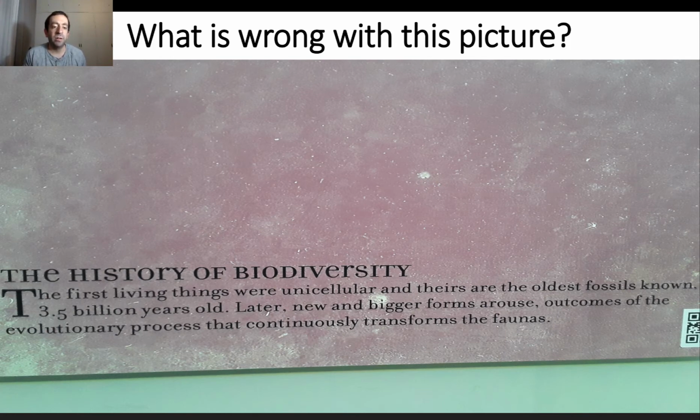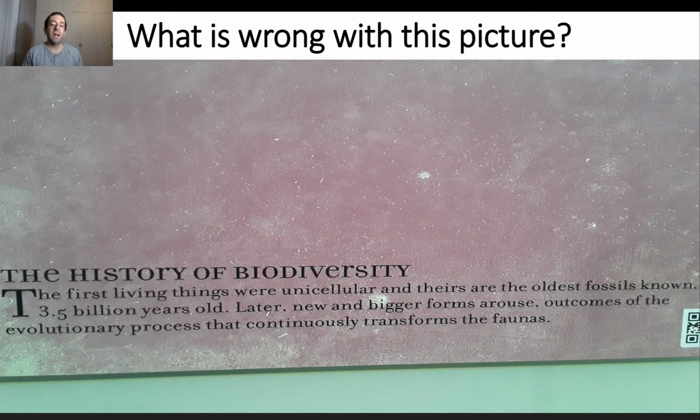But after that, let's read it as it is written here. There are a few errors here, but we're going to read it as it is originally seen in this picture. The first living things were unicellular, and theirs are the oldest fossils known, 3.5 billion years old. Later, new and bigger forms arouse outcomes of the evolutionary process that continuously transforms the faunas.